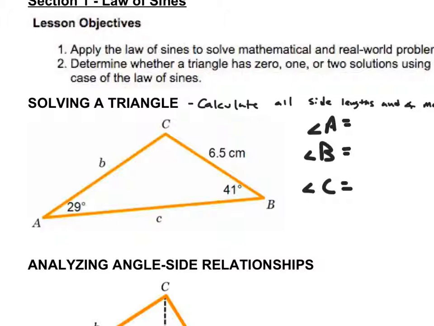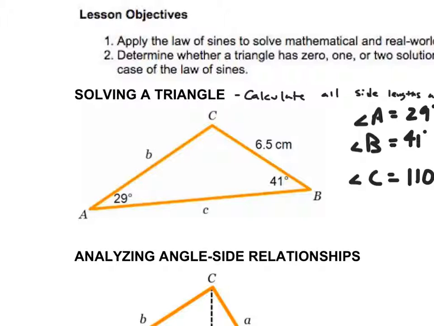You're given that angle A is 29 degrees. You're given that angle B is 41 degrees. Now, the cool thing about this is that we know how to figure out what angle C is. So angle C would be 180 minus 29 minus 41, which gives us a value of 110. These are things that we know how to find. Let me label that this is 110 degrees.